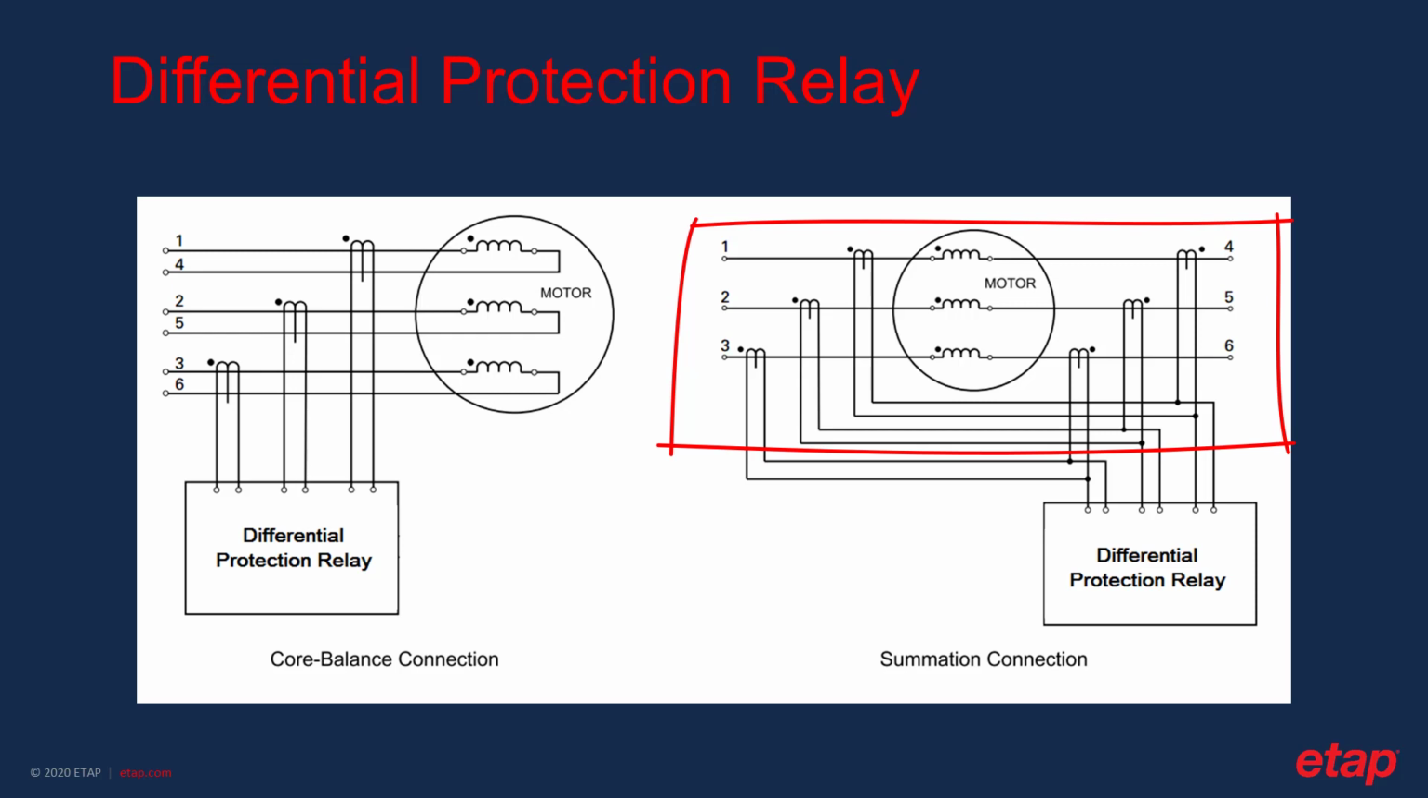3 of them are connected to incoming feeders of the motors at the terminals, and then 3 of them would be connected at the other end before connection together or connecting to the ground.